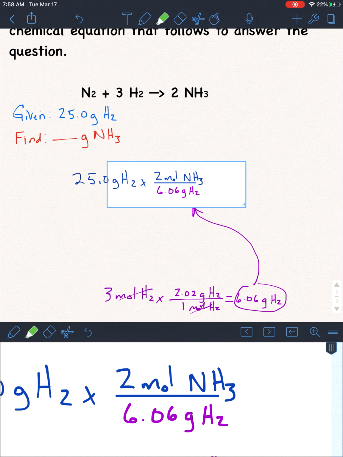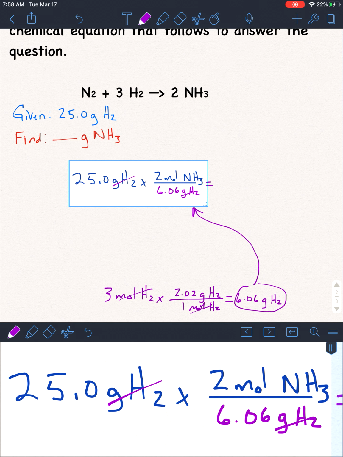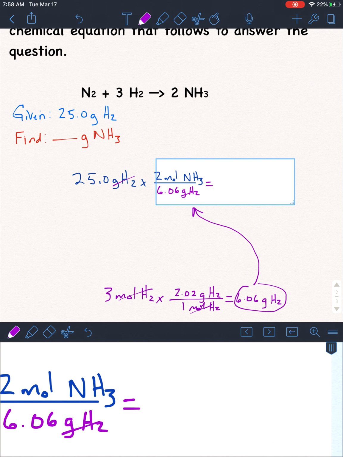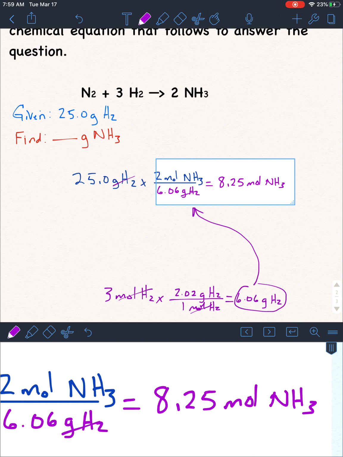And now, when I look, I can cancel off my units properly. So let's go and do that. I'm going to do that with a permanent ink. And then I'm going to do it on my calculator. 25 times 2 divided by 6.06. When I do that, I'm going to end up getting 8.25 moles of ammonia, of NH3.